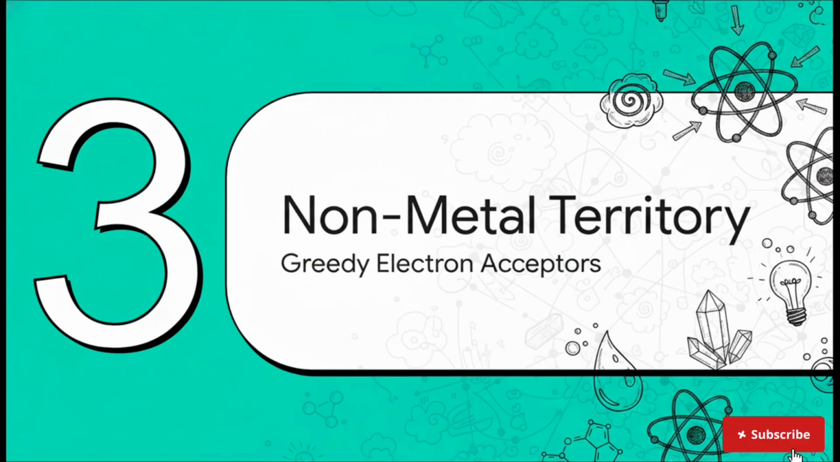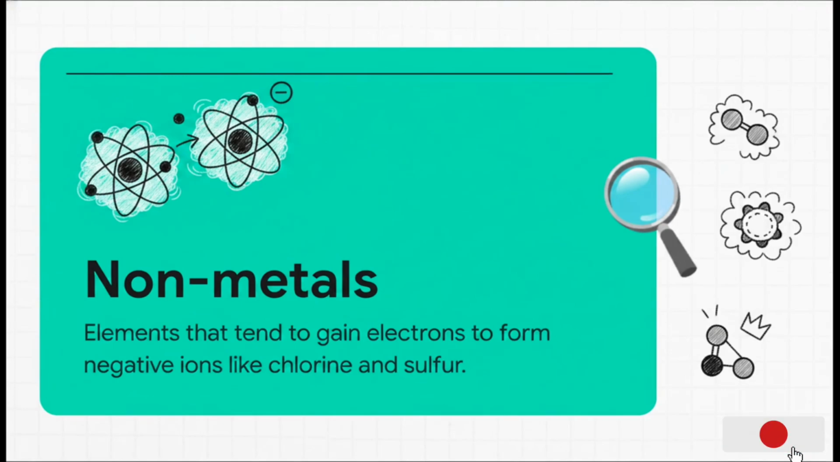Moving right along to part 3, the non-metal territory, the greedy electron acceptors. Let's travel all the way across our map to the far right side. What's super interesting here is the stark behavioral contrast. Non-metals are elements that tend to gain electrons to form negative ions. We're talking about elements like chlorine, sulfur, and phosphorus. So in total contrast to those generous metals we just talked about, non-metals are basically greedy by nature. They're actively hunting for and taking in electrons to complete their outermost shells.